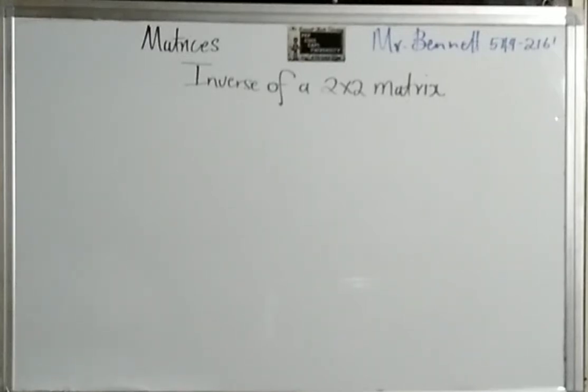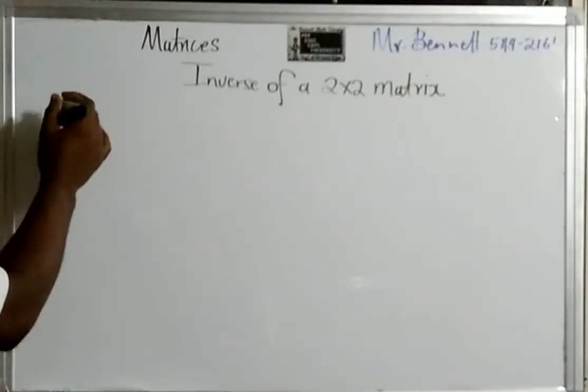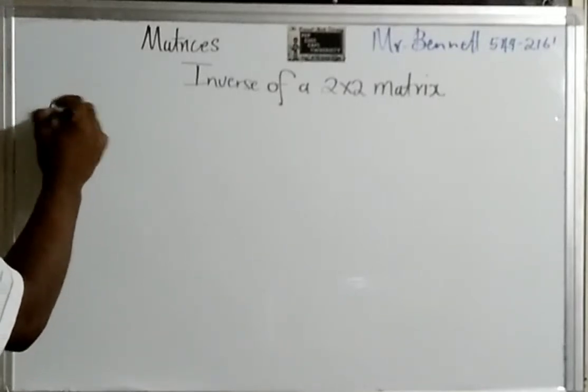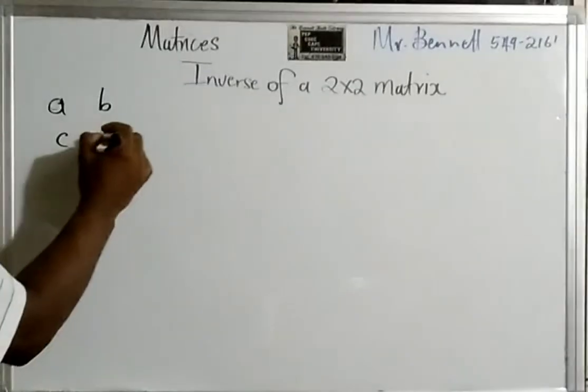Today we'll be looking at the inverse of a 2 by 2 matrix. It's a very simple topic, don't make it complicated. Now, a 2 by 2 matrix is in the form A, B, C, D.